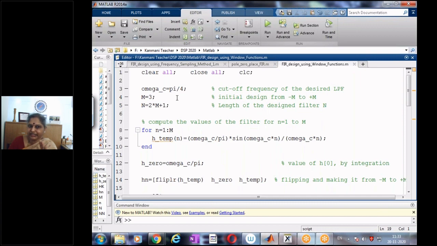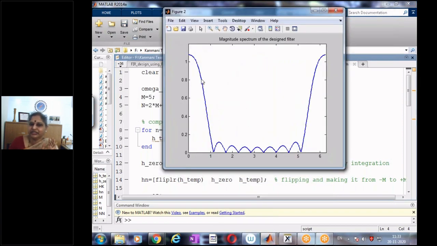Now instead of 3, we retain the same cutoff frequency, and let me increase m. Let me make it m equal to 5. What happens if m equal to 5? I'm going to get an impulse response of length 2m plus 1, that is 11. So let's run the code and see what happens. Now look at the frequency response. We'll all agree that it is definitely better. It has become sharper. The transition band has become narrower, and let's count the number of ripples. I have 1, 2, 3, 4, 5, 6, 7, 8.